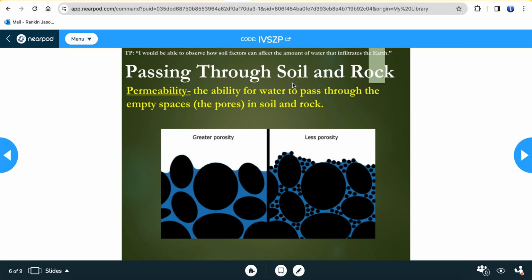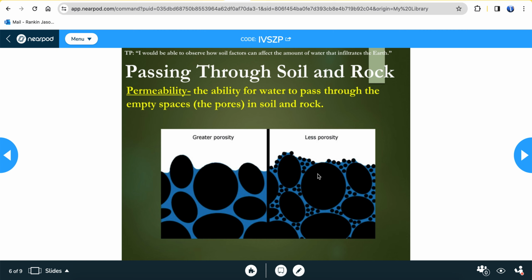Permeability: the ability for water to pass through the empty spaces, the pores, in soil and rock. Again, rocks have pore spaces, just how you have pore spaces in your skin. But they're not as big and large as the spacing between soil grains or sediments. Sediments and soil is similar, right? Because really soil is based on size and color and a few other factors. All right, so we have the greatest porosity in this picture where the sediments or the soils are the biggest.